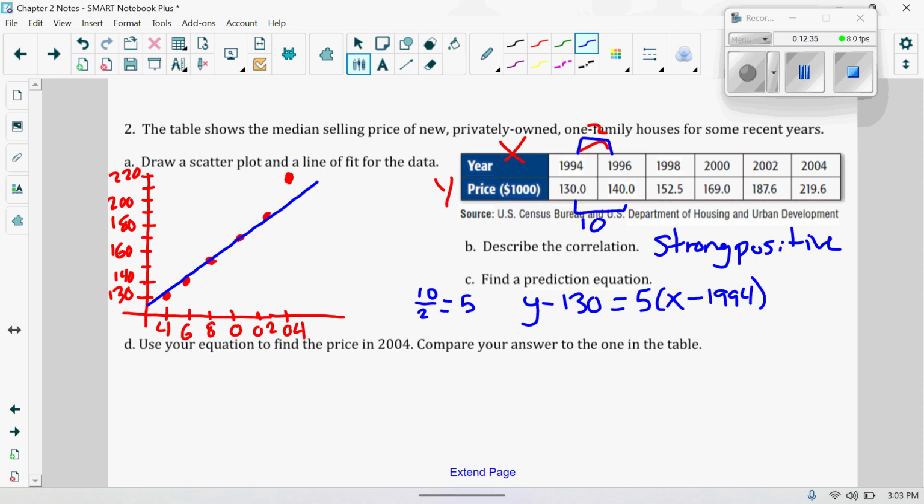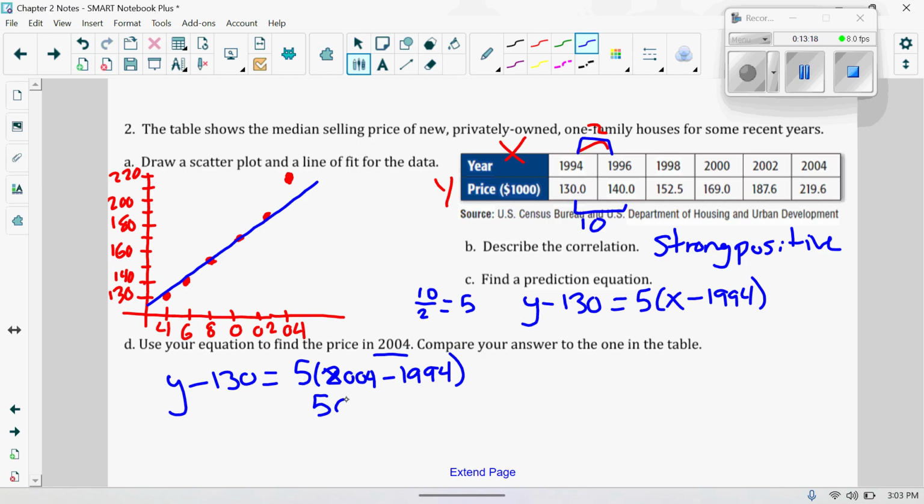All right, and then the last step to this is using this equation to find the price in 2004. So I'm going to plug in 2004 for x and compare that answer to what my table gave me. So I have y minus 130 equals 5 times 2004 minus 1994. And I will do that math out to see what we get. 2004 minus 1994 gives me 10, times 5 gives me 50.